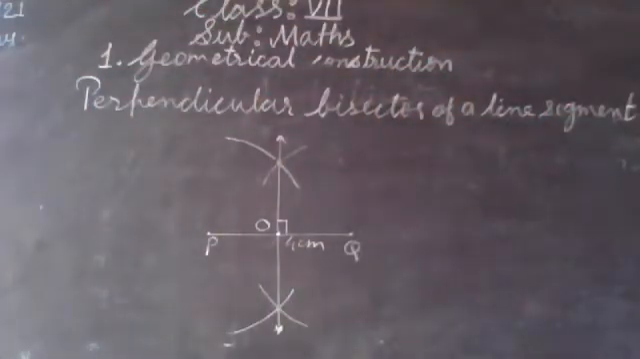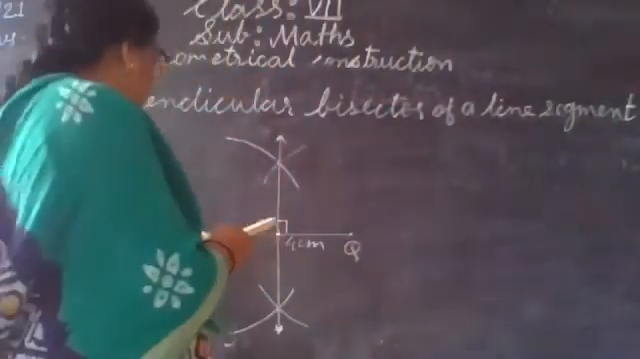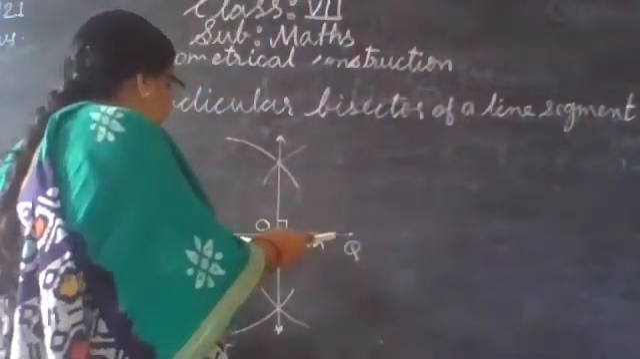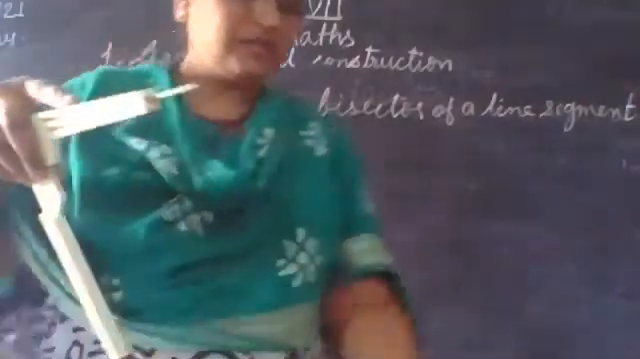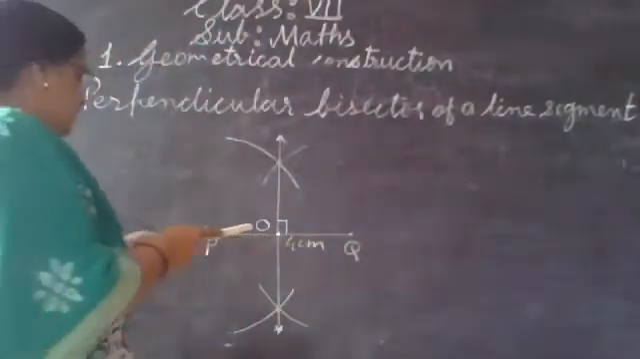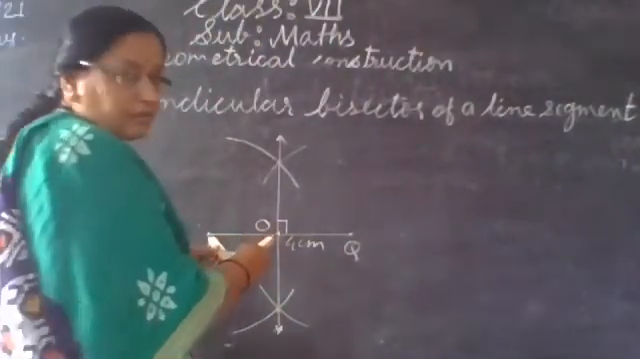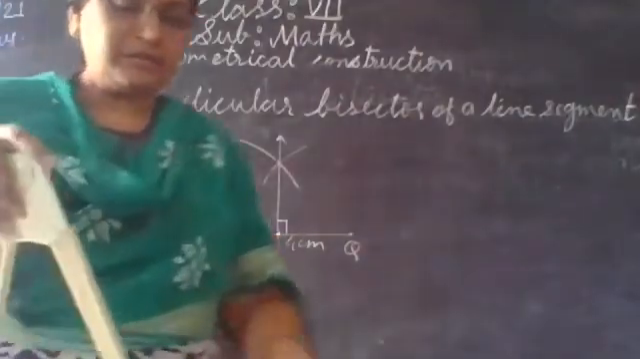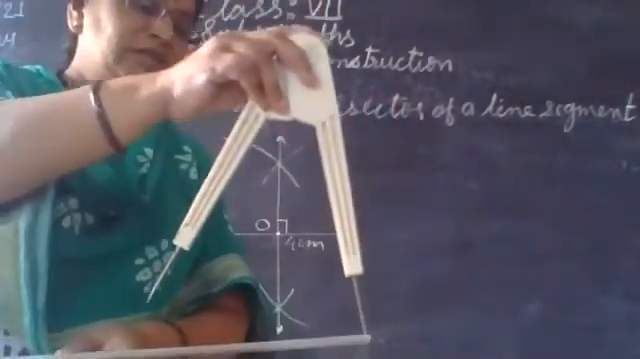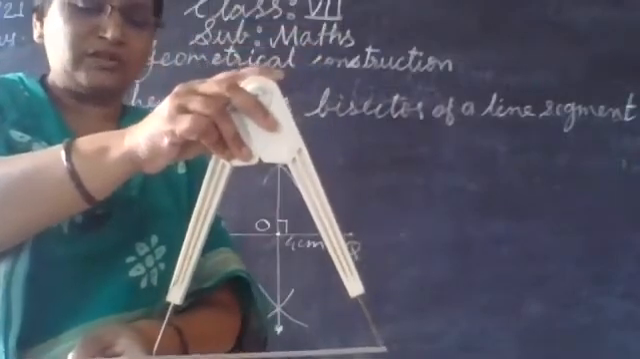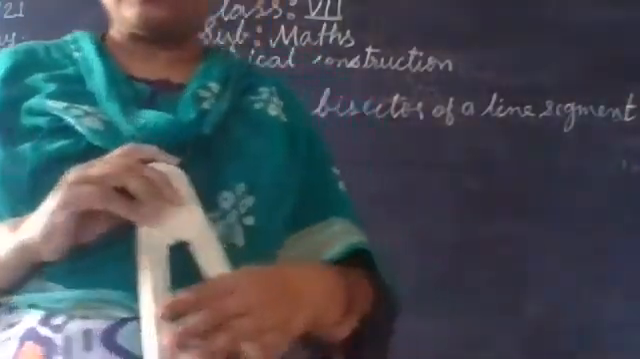Now we will measure the line segment. You can measure with the help of this divider. Total is 4 centimeters. We measured it, it is 4 centimeters. Then measure one part like this, and place these 2 pointers, one on 0 and another on the point. So see, it is exactly 2 centimeters.